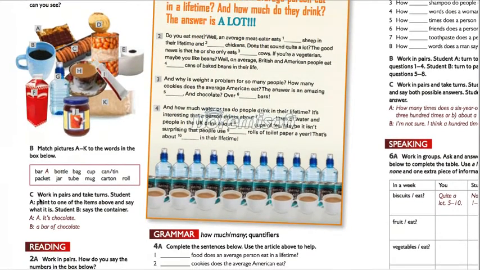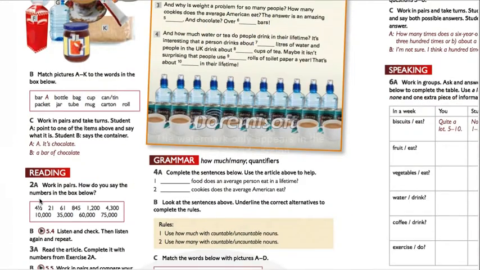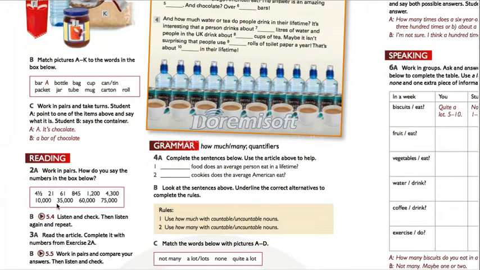So for example, in this particular activity, the book asks the learner to complete the sentences using the article above to help. So number 1 here, it has a blank, and so what we're trying to elicit from the learner is how much or how many, the target language. So blank food does an average person eat in a lifetime.